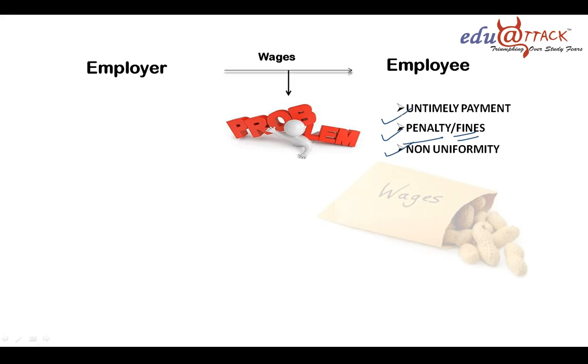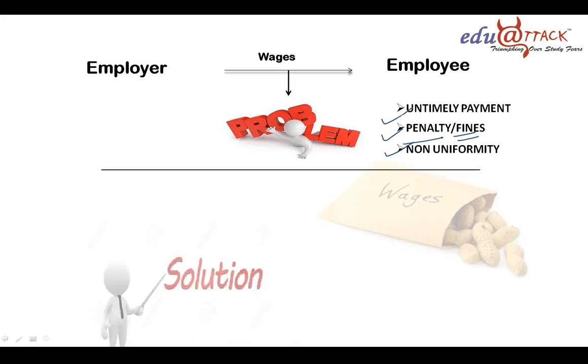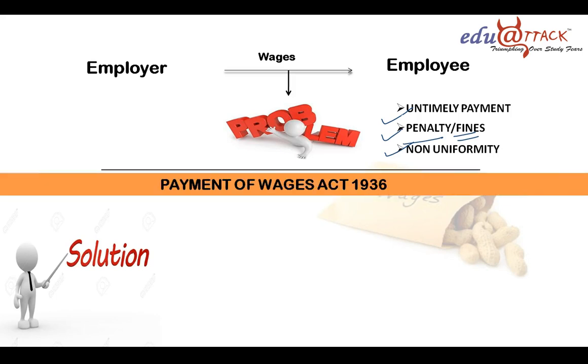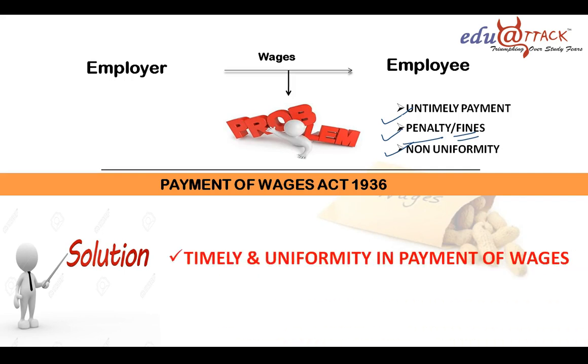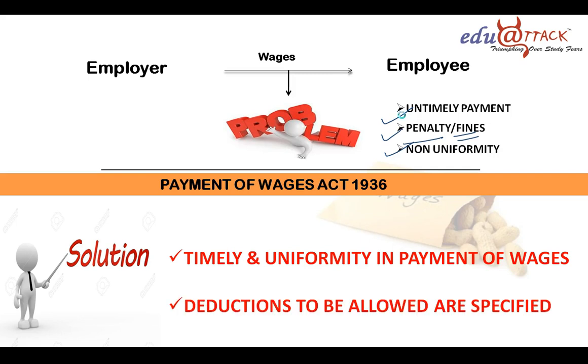So the need came and the government came with a solution. What was the solution? The Payment of Wages Act 1936 came and it provided timeliness and uniformity in payment of wages. Deductions to be allowed are specified. The employer used to deduct amounts unnecessarily, so the government prescribes some deductions, which we will study further. Only those deductions which are specified can be deducted by the employer from the employee's wages.